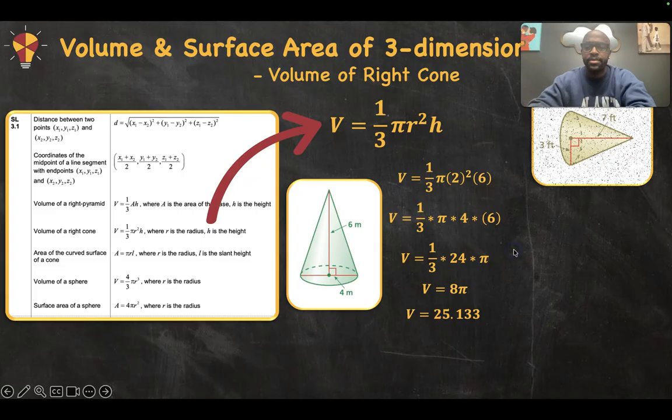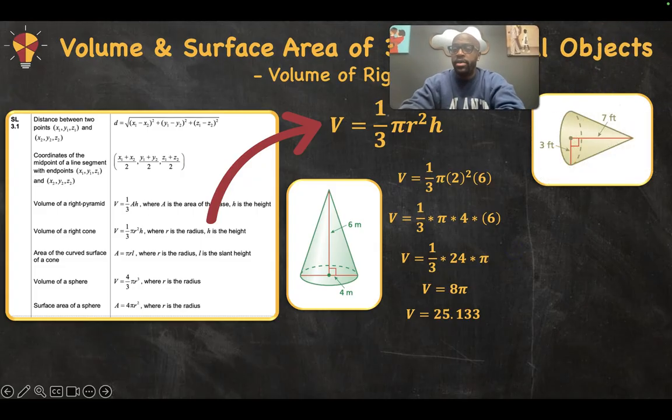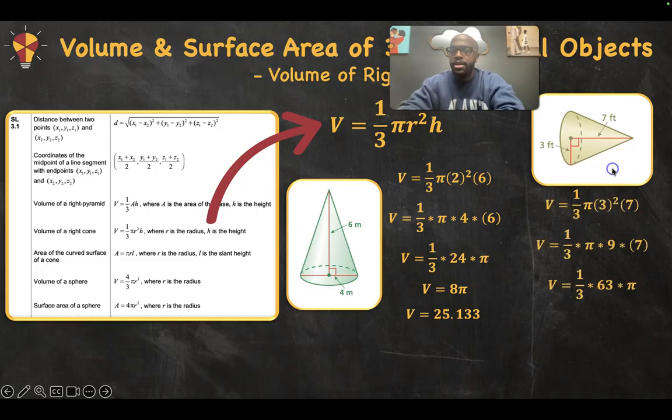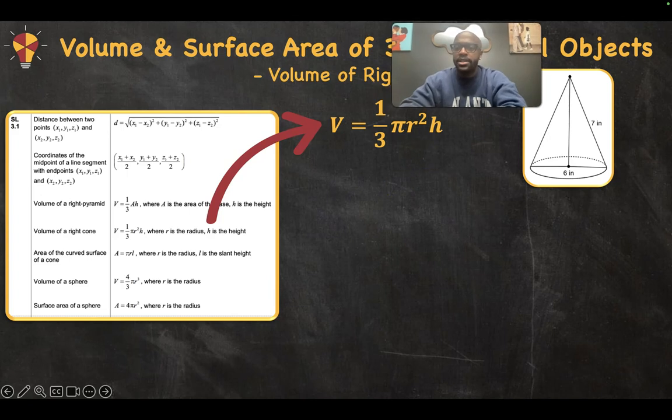Now if I get a problem like this where I give you the radius, well, they give you the radius already, you just plug and chug. And you get 21 pi, which is also 65.973. So now, what if you get a problem like this? All right, you're like, okay, I got the radius, it's half of 6, which is 3. And I got the height, which is 7.